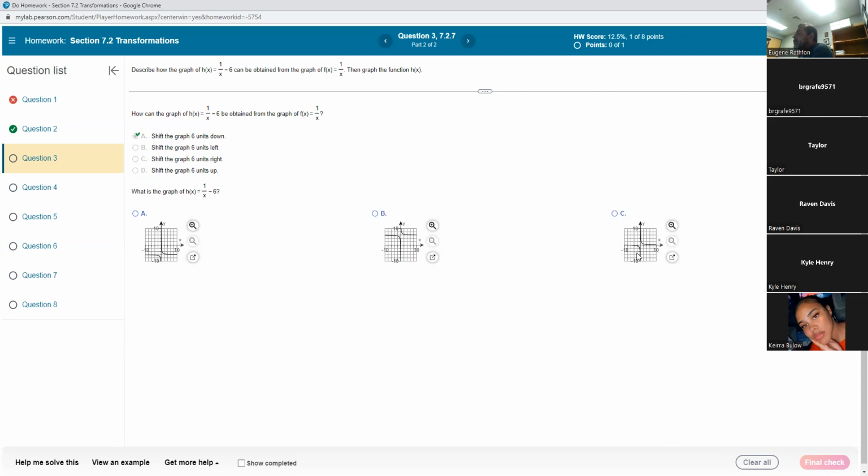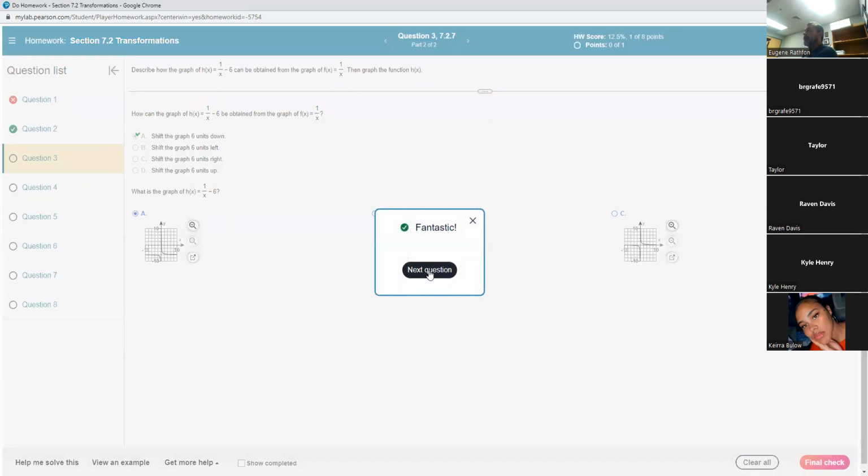And I'll tell you the truth, C looks like the basic graph, right? C looks perfectly like the basic graph. So y'all said A again. So A looks like it went down, and B looks like it went up. So since we went down, we would pick A and check that one.